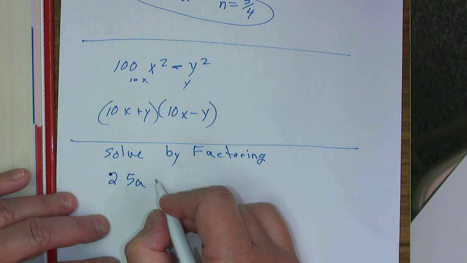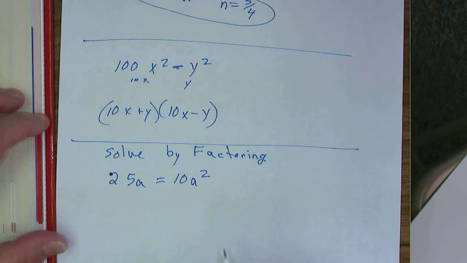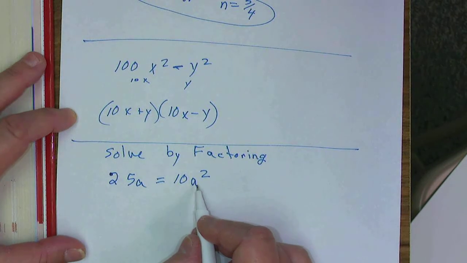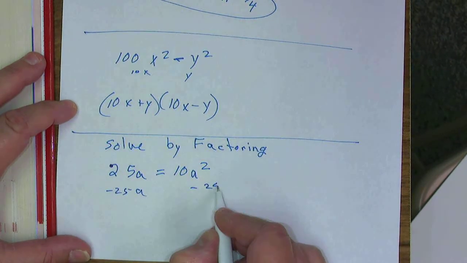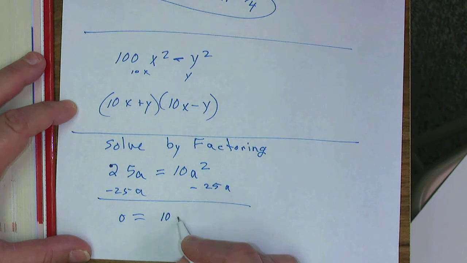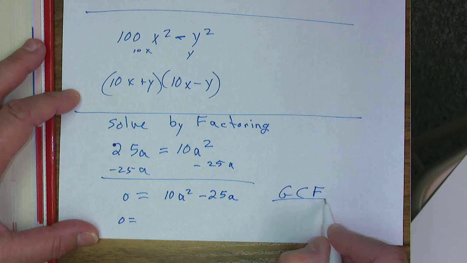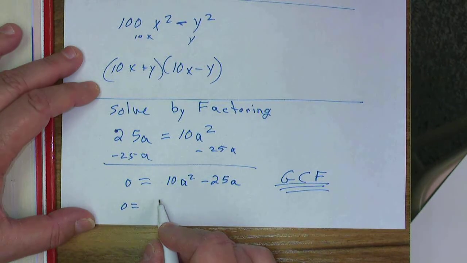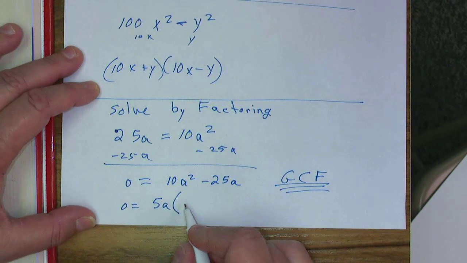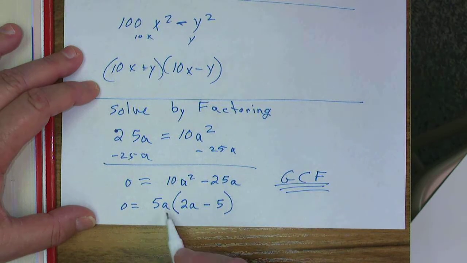25a equals 10a squared. Now remember, we need to set this thing equal to 0, and because that's my leading term and I like to keep it positive, I'm going to move the 25a over to this side. I get 0 equals 10a squared minus 25a. Now, always look for a GCF, which this one has one of 5a, and that leaves me 2a minus 5. Is that correct? Let's check it. 10a squared minus 25a.